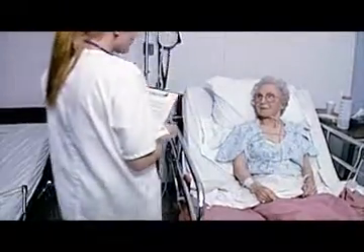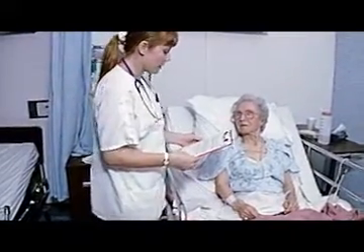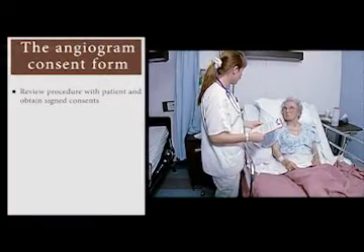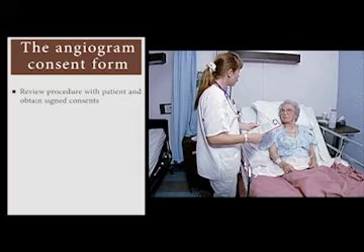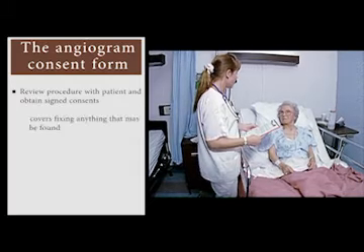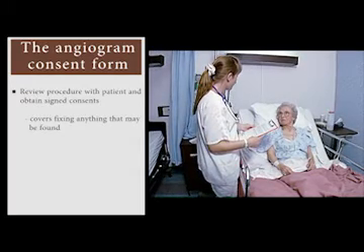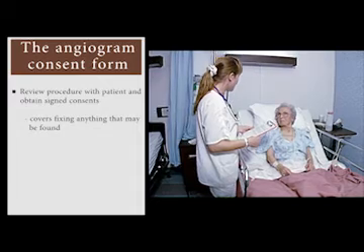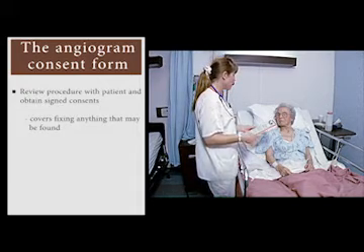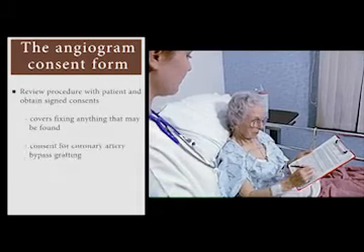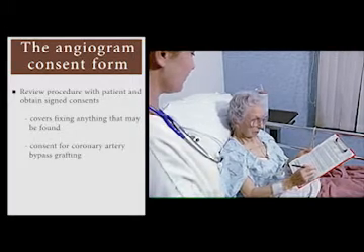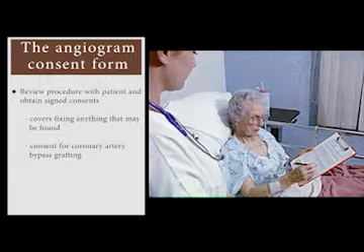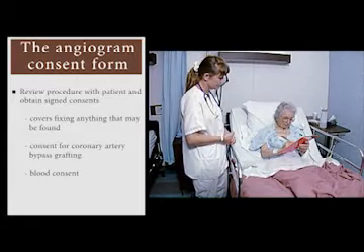The first step in preparing a patient for an angiogram is to review the procedure with the patient and obtain signed consents for treatments. The angiogram consent covers fixing anything that may be found and contains PCI, stent, atherectomy, etc. Also signed is a consent for coronary artery bypass grafting, in case there is an emergency situation. The surgical consent also has a blood consent.